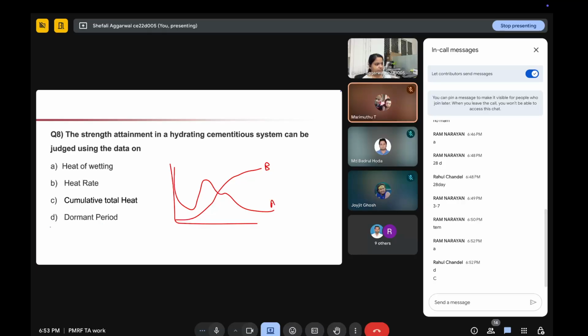B. Okay. So when we are calculating strength attainment, it will always be from the B curve. You're correct. This B curve is actually from the cumulative total heat. Okay. So answer is C, cumulative total heat. So this first curve is actually a heat rate curve, and the second curve, B curve, is the cumulative total heat curve.